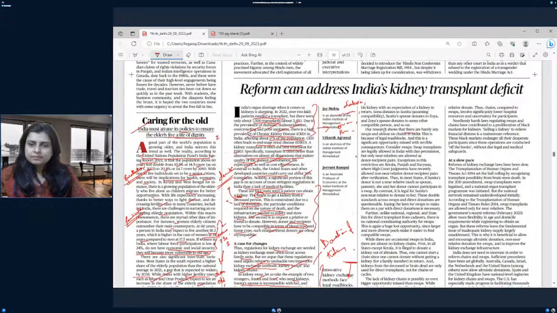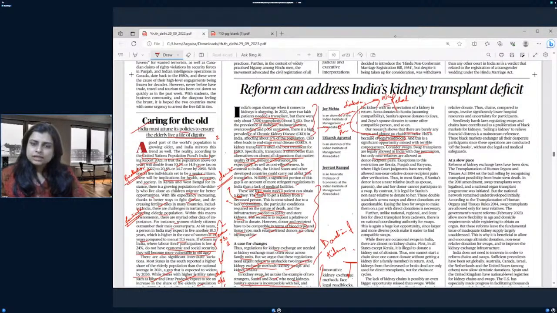Our research shows that there are barely any swaps and almost no chains in India. This is because of legal roadblocks. That means the kind of incidents that we have just discussed is not all the time possible. Why? Because we have legal roadblocks, and this is a significant opportunity missed with terrible consequences. Swap transplants are legally allowed in India with due permission, but only near relatives are allowed. That means only your relatives.